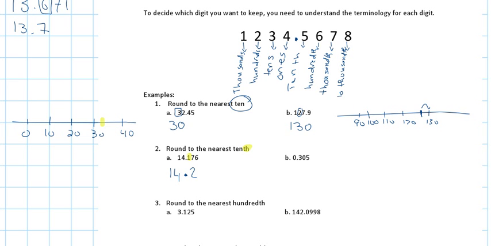How about the next one? What's my 10th digit? 3. What comes after the 3 in this case? 0. So what do I do with the 3? Keep it the same. Are we okay with this?